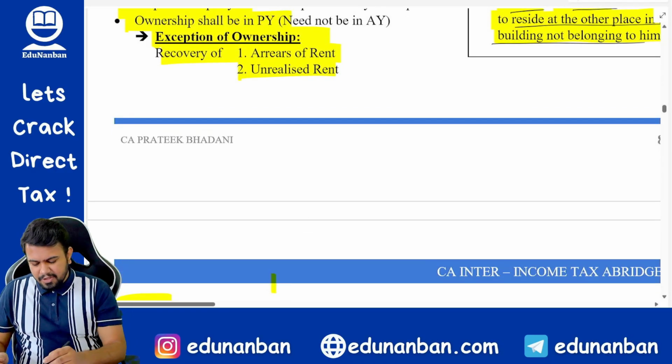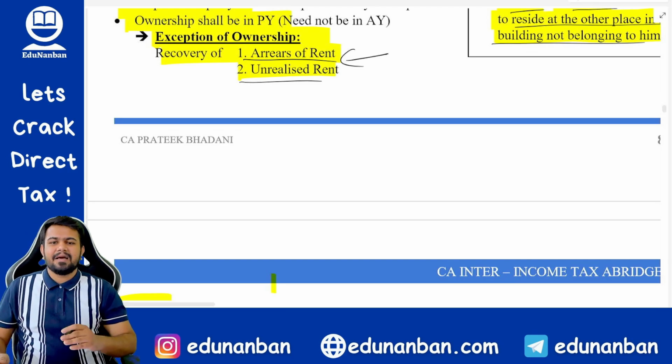Then the exception to ownership is arrears of rent and unrealized rent. This I will be discussing along with the arrear and unrealized rent concept.